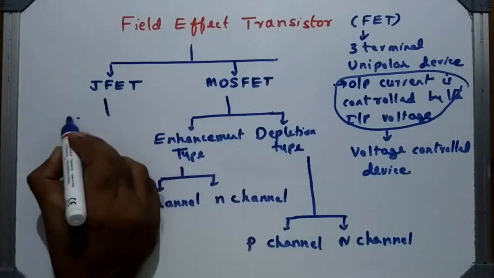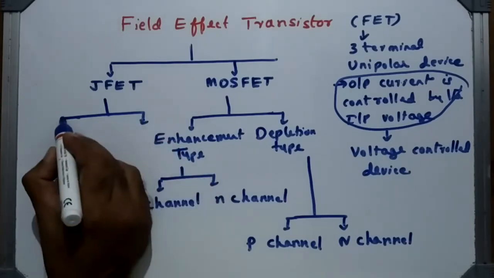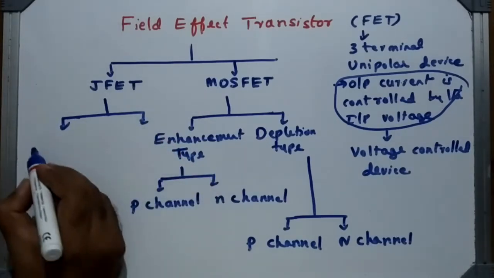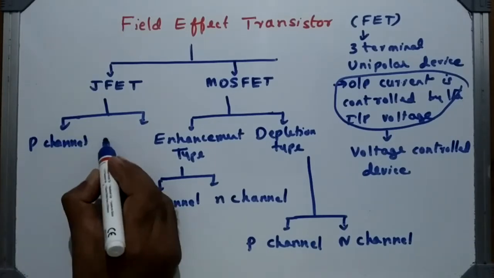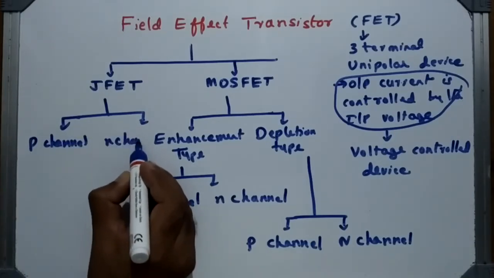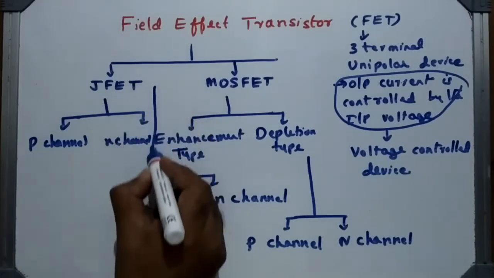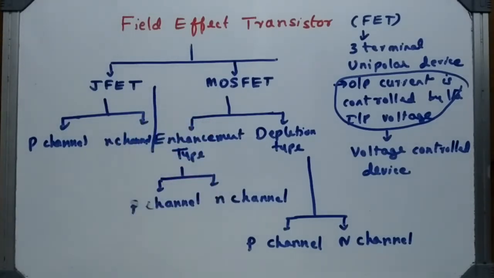Now here in JFET there are two types, directly P channel and N channel. So these are the classification of a field effect transistor. Now we'll see a junction field effect transistor or JFET.